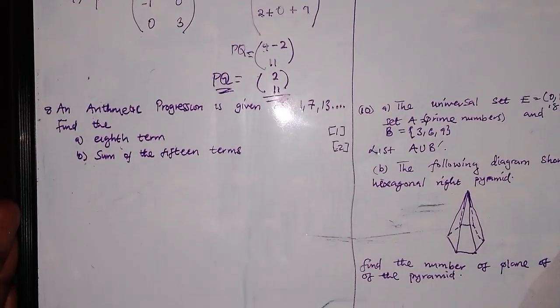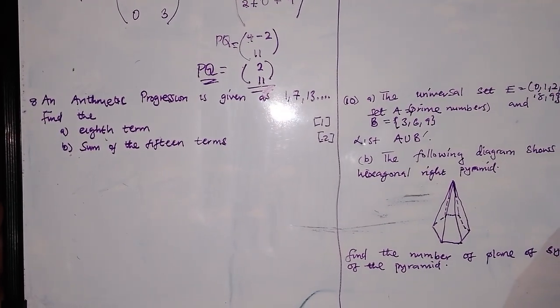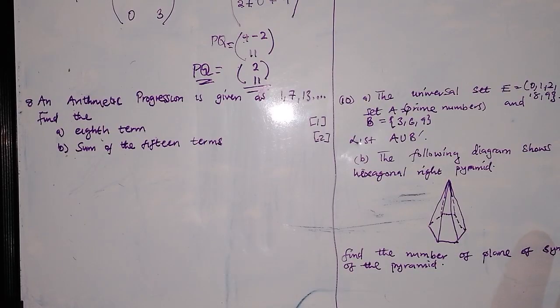Moving on to our question 8. Our question 8 is on arithmetic progression. The question is saying an arithmetic progression is given as 1, 7, 13. Find the 8th term. B, find the sum of the 15th term. So how can you find the 8th term?